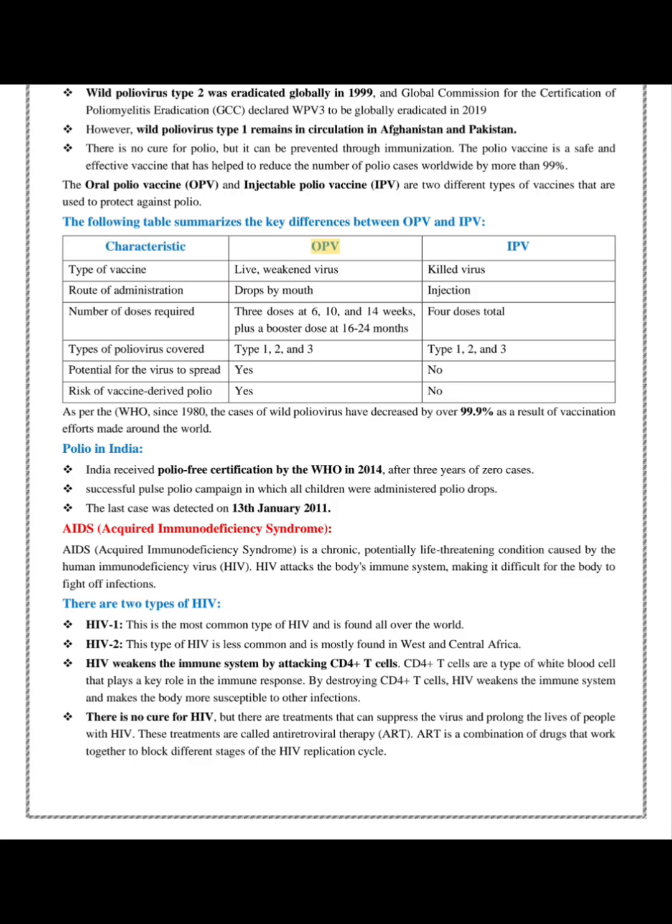Characteristic. OPV. IPV. Type of vaccine. Live, weakened virus. Killed virus. Route of administration. Drops by mouth. Injection. Number of doses required. 3 doses at 6, 10, and 14 weeks, plus a booster dose at 16 to 24 months. 4 doses total. Types of poliovirus covered. Type 1, 2, and 3. Type 1, 2, and 3. Potential for the virus to spread. Yes. No.